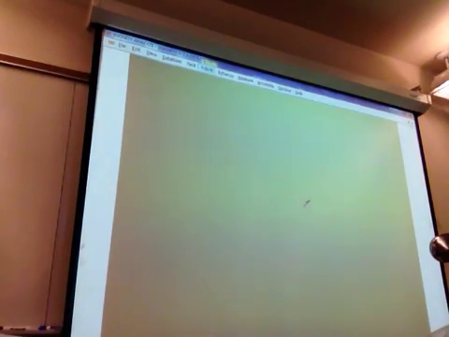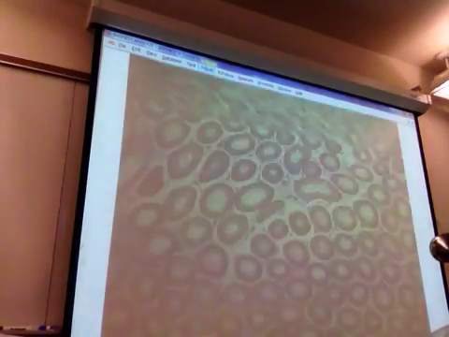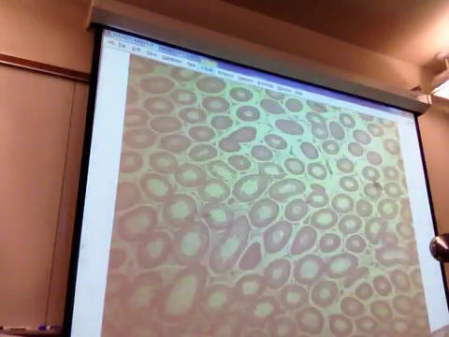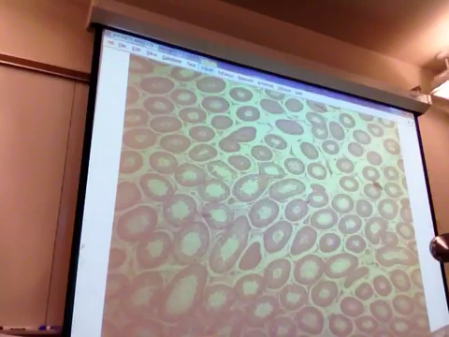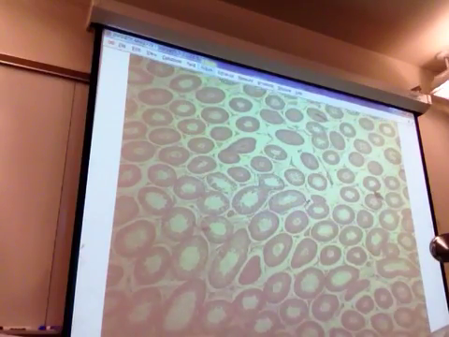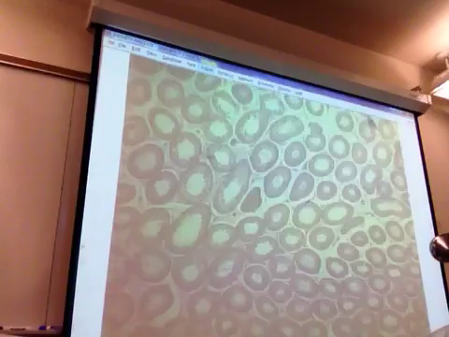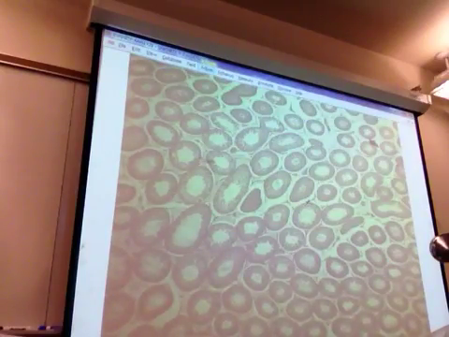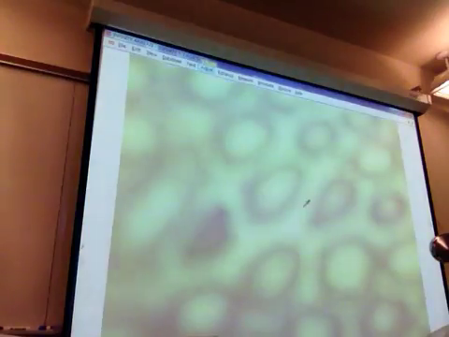So let's go back to stuff. What is this? That's the testis. This is the testis. Because see, notice the tubules are really small. They're like perfect circles, and you can see lots of sperm in each of them.